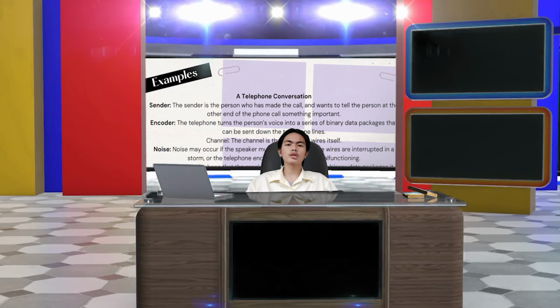A telephone conversation. A sender. Sender is the person who has made the call and wants to tell the person at the other end of the phone call something important. The encoder. The telephone turns the person's voice into a series of binary data packages that can be sent down the telephone lines. Channel. The channel is the telephone wires itself.